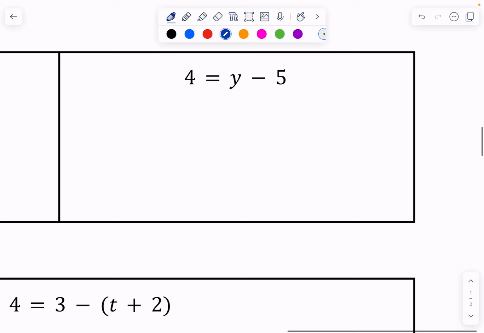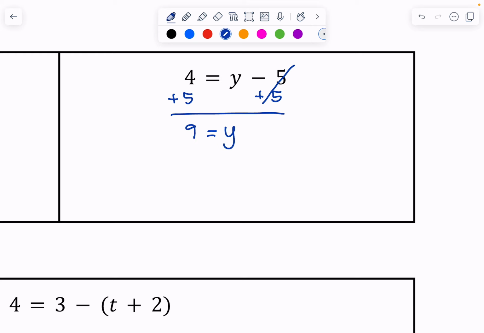All right, on the last one, we're going to add 5 on both sides. And on the right, we're left with Y. On the left, we've got 4 plus 5 equals 9. And here we maintained equality by the addition property of equality.